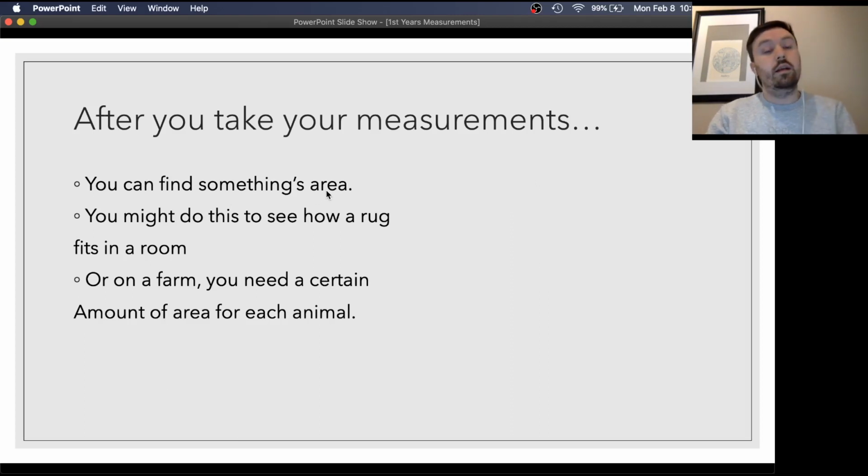And this might sound a lot like maths class, but bear with me here, and you'll see why we need them in science. But for example, in everyday life, you might need this to see maybe how a rug fits in your room, right? You need to see how much space it takes up. Like a two-dimensional space, because its area is flat, right? Or maybe on a farm, you need a certain amount of area for each animal.